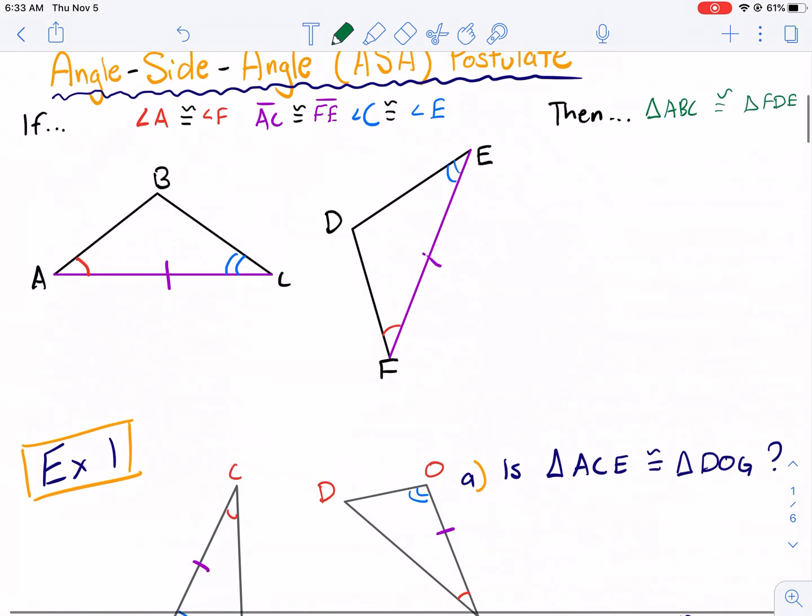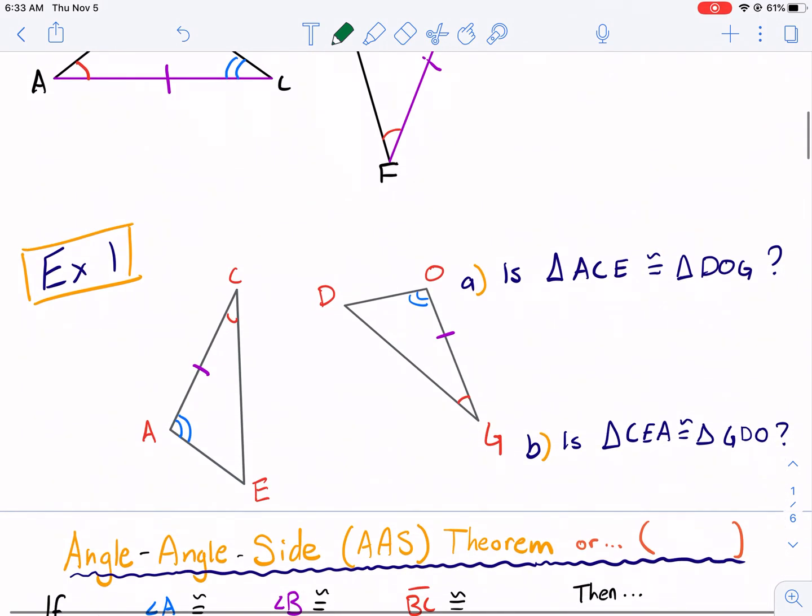So we'll go ahead and jump to example 1. How do you do these types of problems? We have two triangles here, and we're asked if ACE is congruent to DOG. So what I like to do is first I like to label. So I have my two triangles here. They're already separated, so that's pretty easy. But now I want to label.